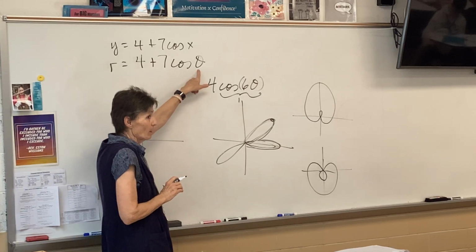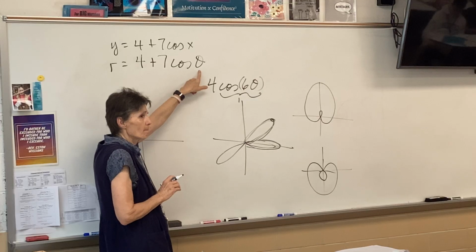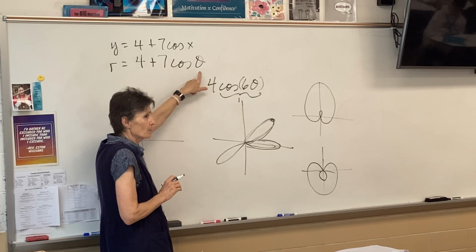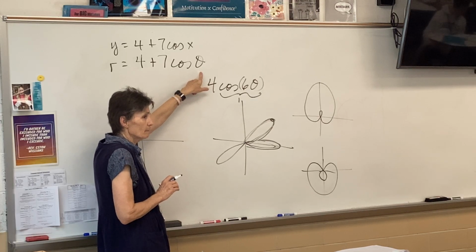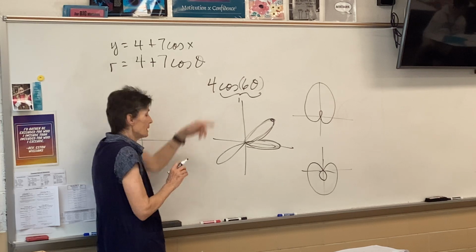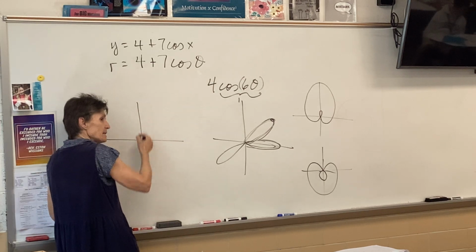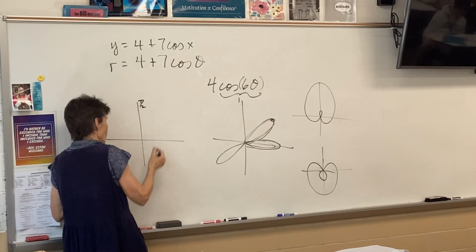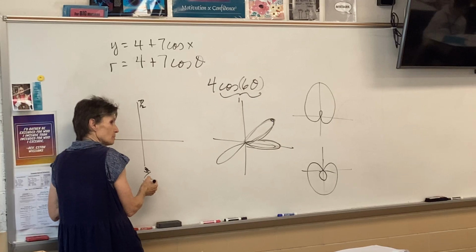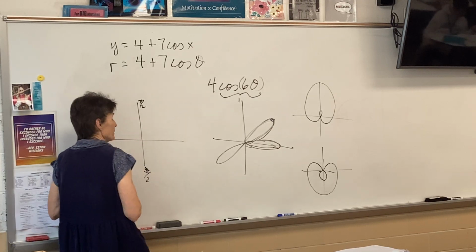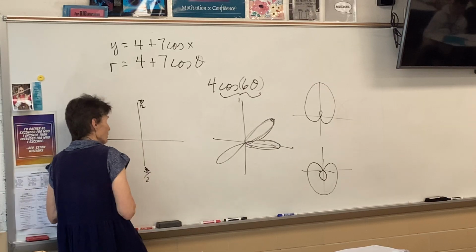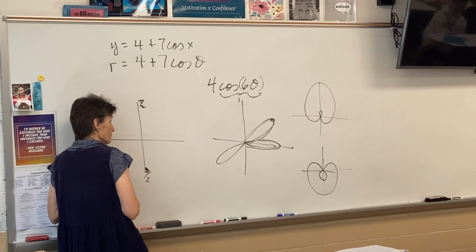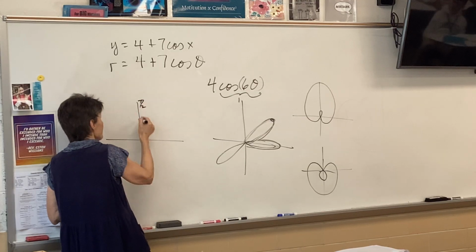Theta equals 0. Wait. If I'm going to be here, don't I need theta to be pi over 4 or pi over 2 or 3 pi over 2? Does that make sense? So what happens if I put pi over 2 in there? What's the cosine of pi over 2? 0. So wouldn't that give me 4?